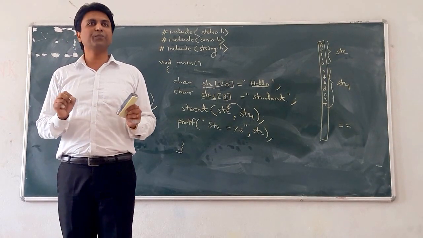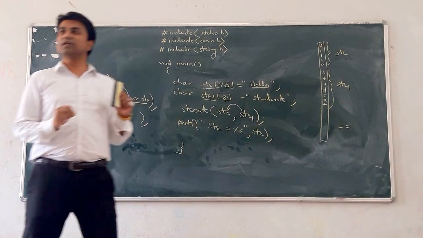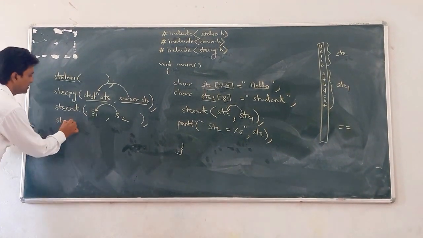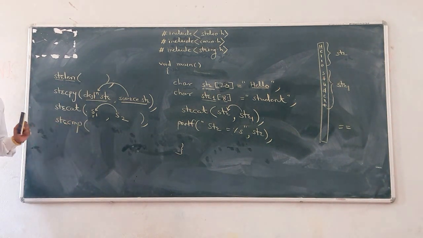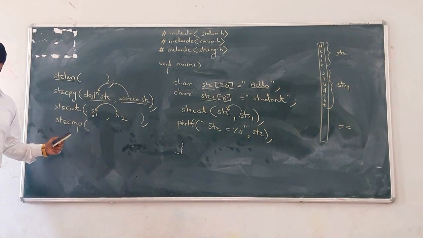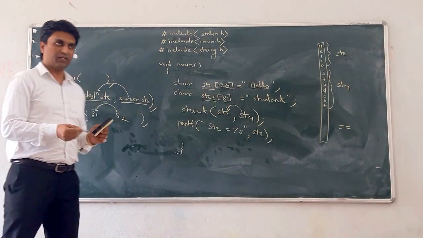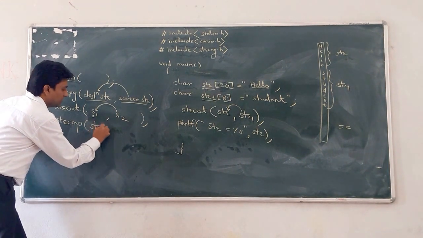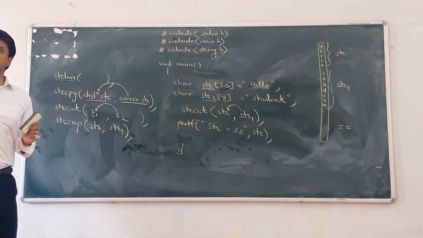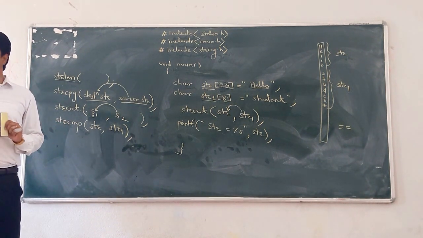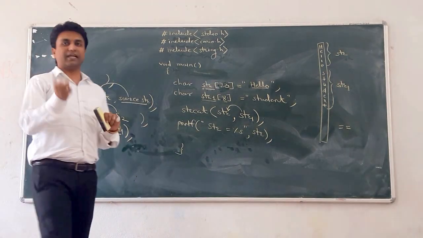Okay, if you want to compare two strings, then for that purpose there is another function that is called string compare, strcmp. String compare is a function which compares two strings and returns the result. So this is the first string, comma, this is the second string. So how does the string compare function work? The first string is compared with the second string character by character.